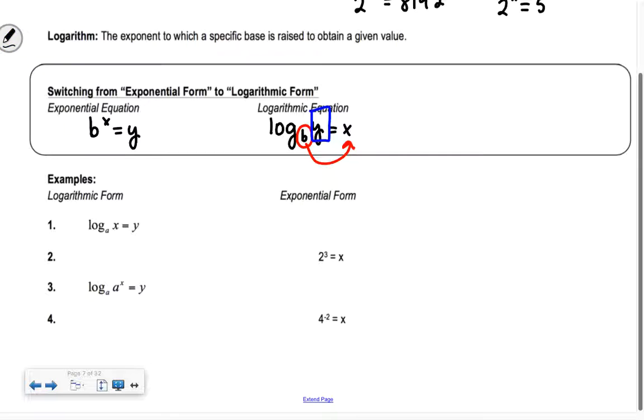So if I have log base a of x equals y, can we all switch it? a to the y, whoops, I don't know why I'm writing g. So a to the y is equal to x. Do you see it?